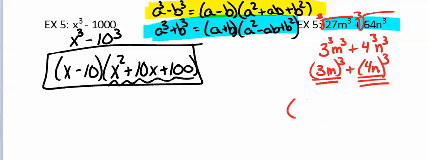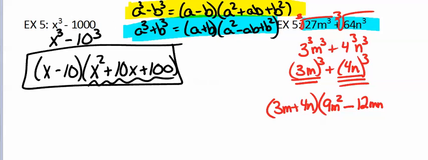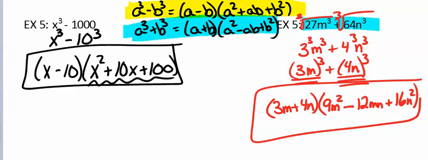So it's going to be 3m plus 4n times the quantity 3m squared, which would be 9m squared, minus 12mn. Again, I just multiplied the a and the b, which is now 3m times 4n, plus 16n squared, which again is 4n squared. And then that would be the factored sum of cubes.